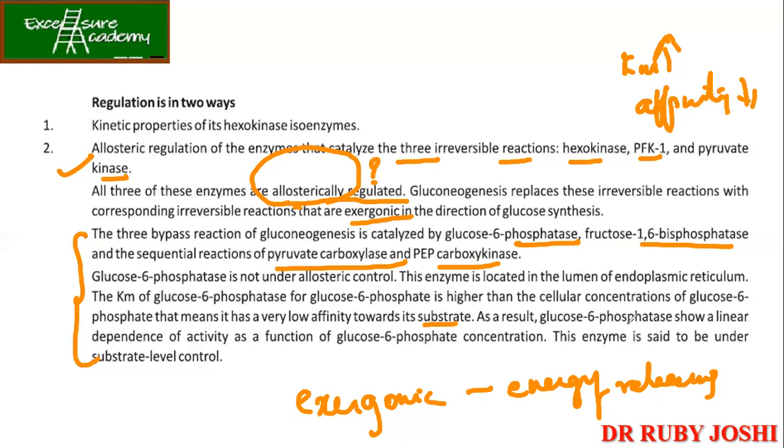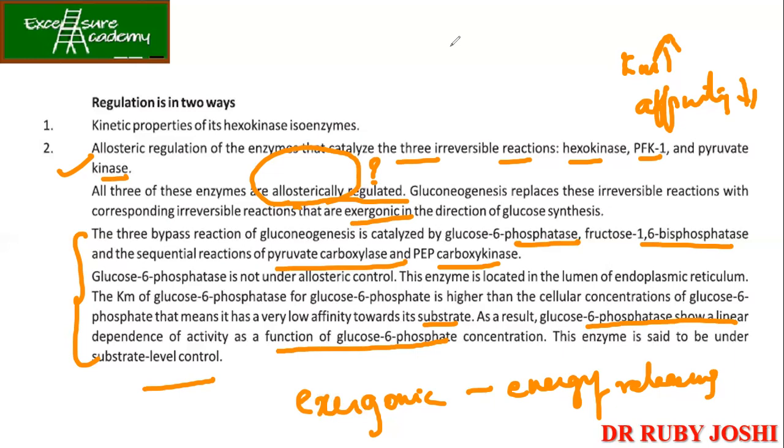As a result, glucose 6-phosphatase shows a linear dependence of activity as a function of glucose 6-phosphate concentration. This enzyme is said to be under substrate level control. What do you mean by this statement? That glucose 6-phosphatase shows a linear dependence of activity as a function of glucose 6-phosphate concentration, and it is said to be under substrate level control. What does it mean? Ma'am, that means direct involvement of ATP instead of NADPH and FADH. Okay, good. Yes, very good.